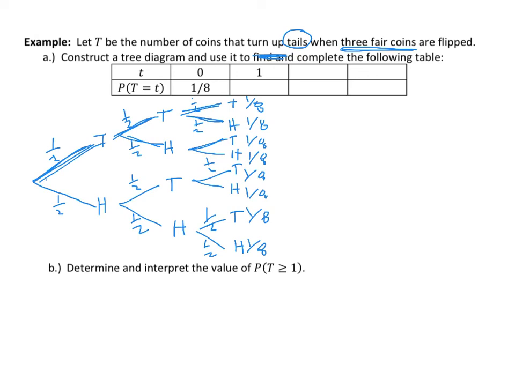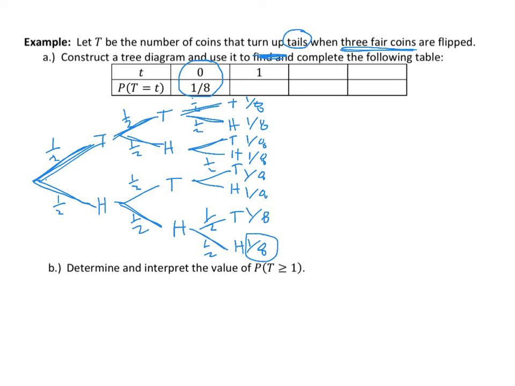Now I have to go back and think. What they gave me in the table is this thing here. What does this represent? That represents the probability of getting 0 tails, and the problem said it should be 1/8. If I look at this, 0 tails would be getting heads, heads, heads. The only way to get 0 tails is to wind up down here, and that's 1/8.